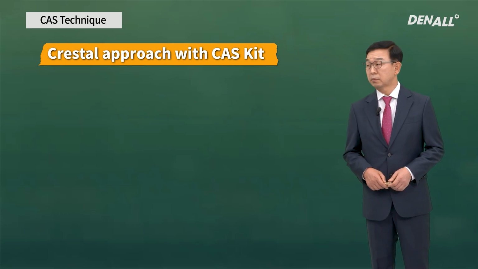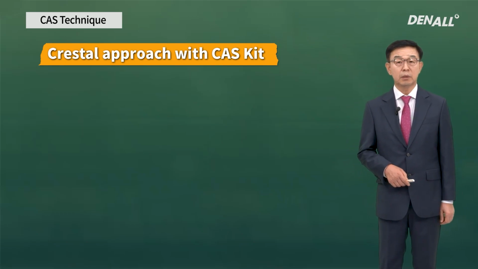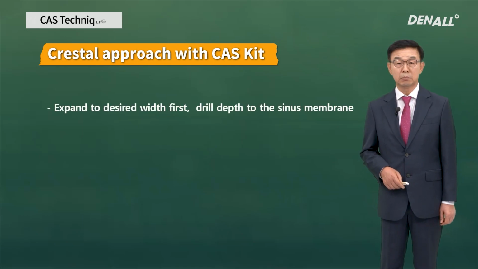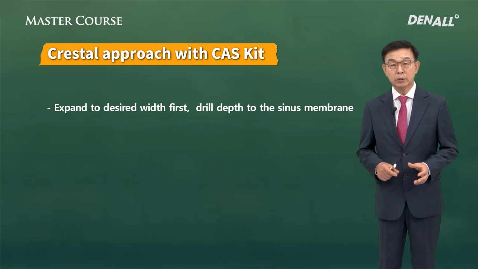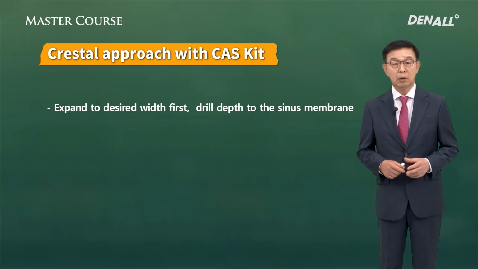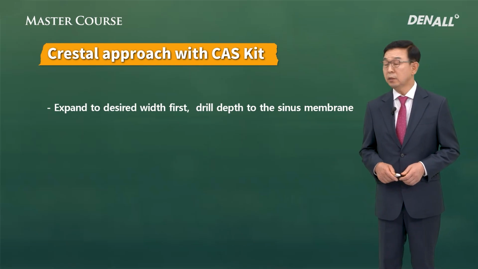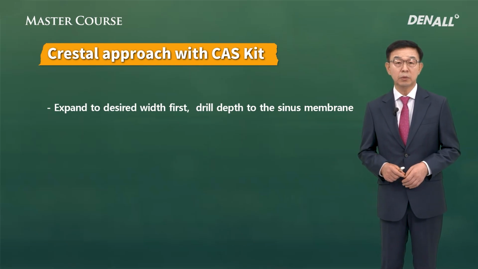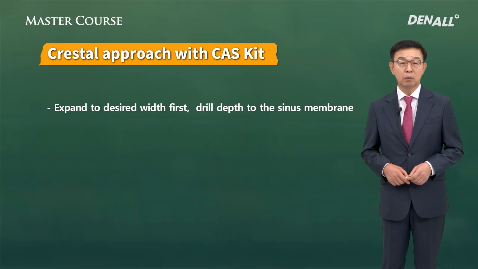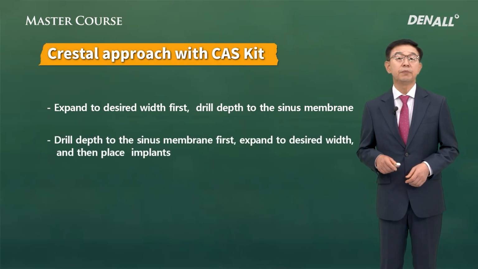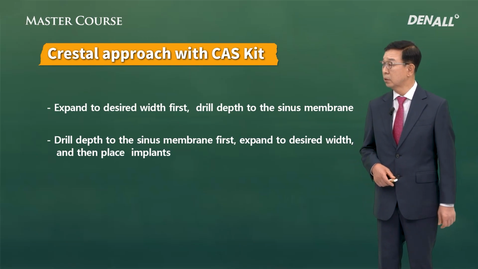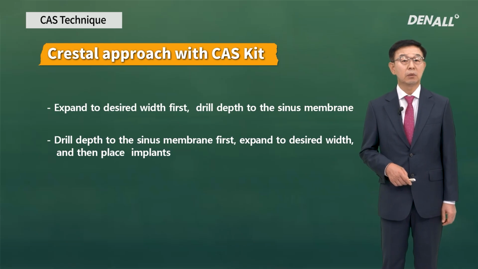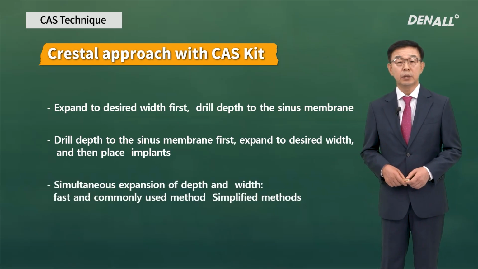The crestal approach using the CAS kit can be divided into 3. First, you expand to the desired width, and then drilling is done to achieve the desired drilling depth. You can also do it the other way around. You drill to the desired depth first and then expand the width. On the other hand, the most widely used way is to do simultaneous expansion of depth and width to place the implant.